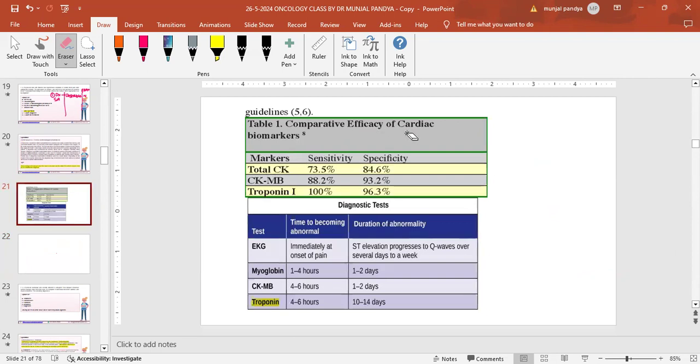If you can see this chart, comparative efficacy of cardiac biomarkers, right? So if you see troponin, troponin is 100% sensitive, so most sensitive amongst CKMB, total CK, troponin, highest sensitivity. And if you can see 84, 93, 96, so specificity is high. So 100% sensitivity, 96, 97 specificity. So the first number one test is troponin I.